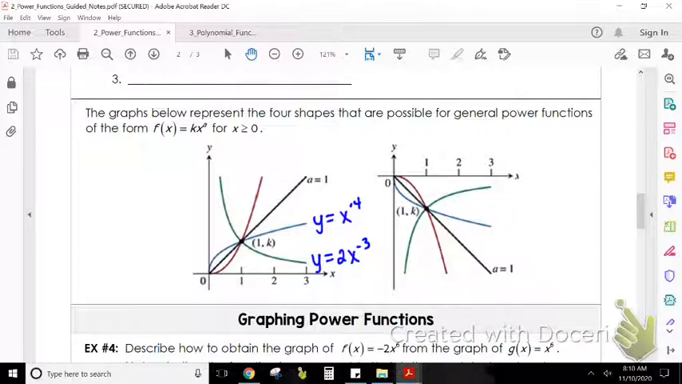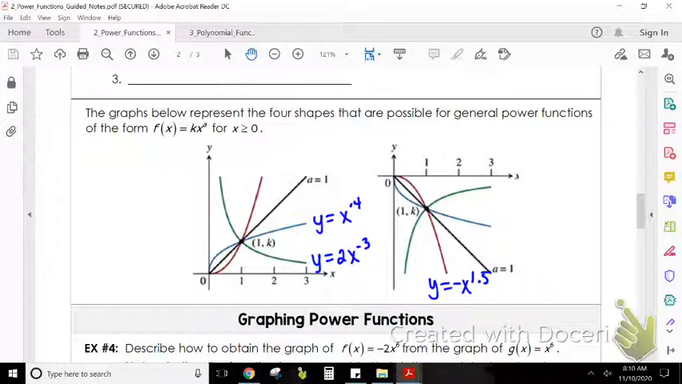Now the other one, the one we said would be undefined for x less than 0, is y equals negative x to the 1.5. And that will be in the second graph right here. So y equals negative x to the 1.5.